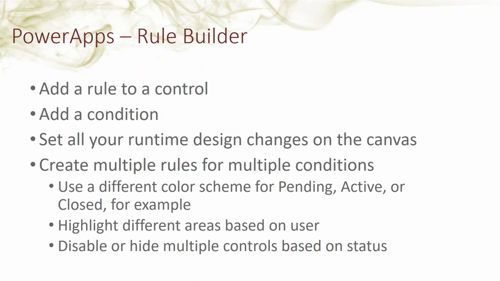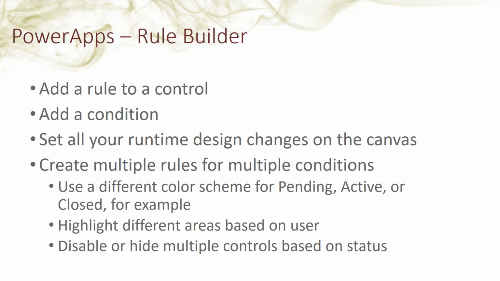One cool new feature they have added recently that I want to show you is a rule builder. You add a rule to your control or your label, your icon, whatever. You add conditions, one or more. You can add multiple rules, or you can have complex conditions. And then right there on the canvas, you set your design changes, and you can see in real time what things are going to look like when it runs, right there in the designer.